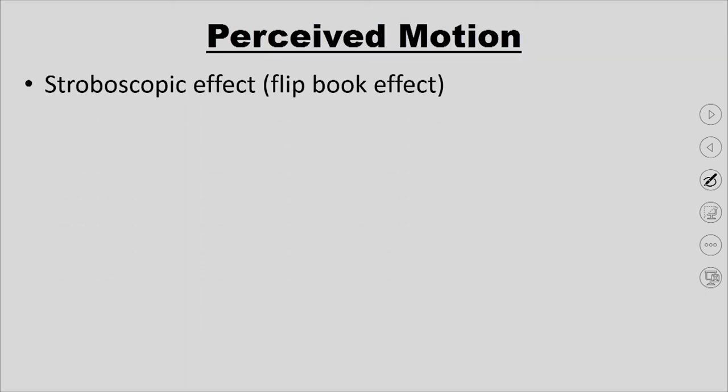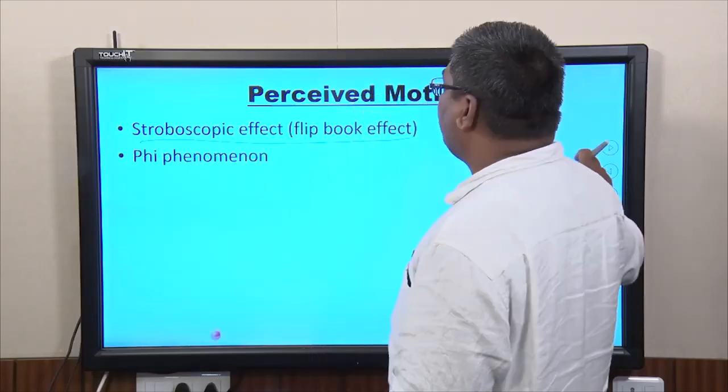Now, how do we perceive motion? The two eyes are responsible for perceiving motion. First, the stroboscopic effect or flip book effect. In several cartoons we take a book and move the pages of the book in a certain way. When we do that, we create something called artificial motion, and that happens because we have binocular cues, or two eyes.